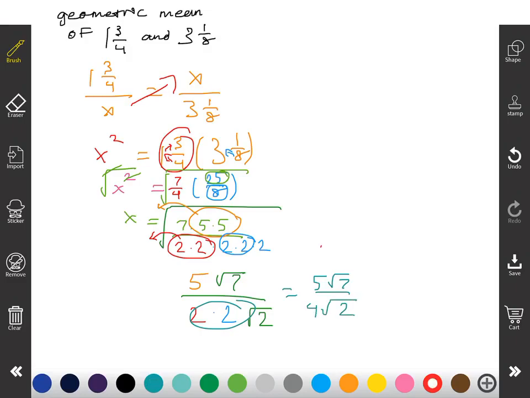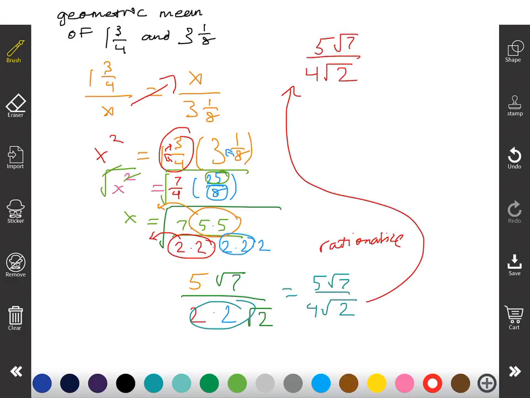But we're not yet finished because we need to rationalize. So push this to the top. So 5 root 7, 4 root 2. You can multiply the top and bottom by root 2. Root 7 times root 2, that's root 14. You can rewrite the 5. And at the bottom you have 4, and then you have 2 times 2 at the bottom inside of radicals, so that's root 4.